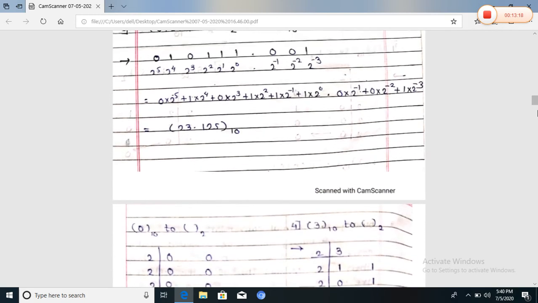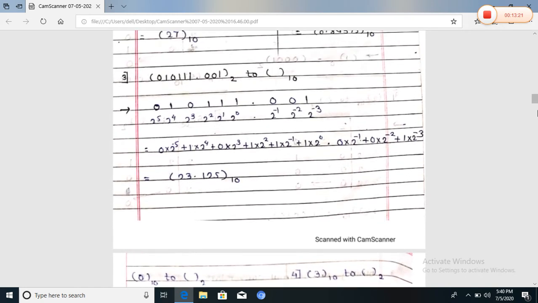Next example, 0.011. This point is the base or radix point. After that radix point, to represent that number, convert it in terms of power, the weighted position you have to represent. Here the base is 2, so we write it in terms of powers of 2. This is 2 raised to 0, 2 raised to 1, 2 raised to 2, 2 raised to 3, 2 raised to 4, 2 raised to 5 for this number. And after the point, 001 is the right hand side.